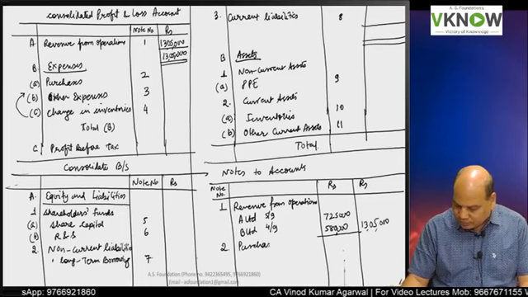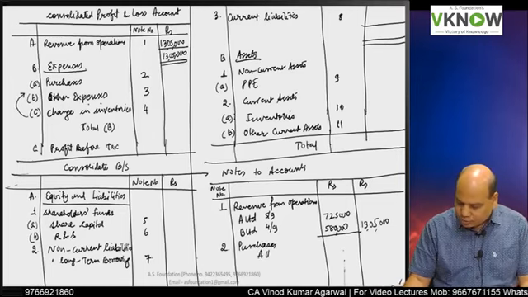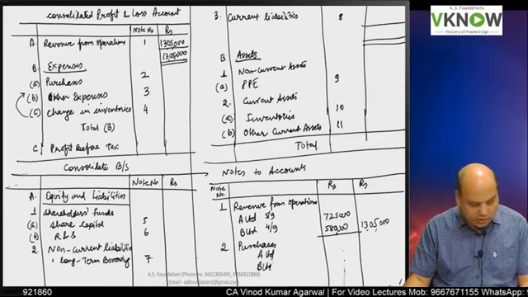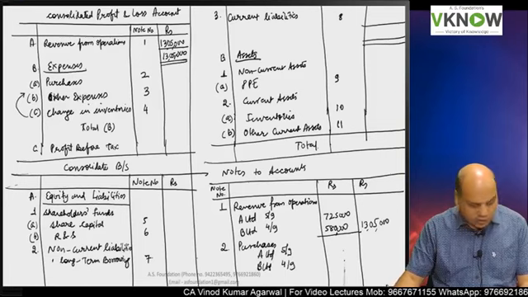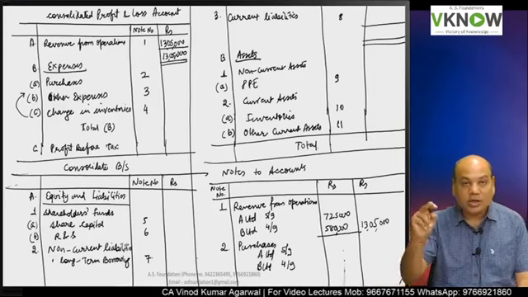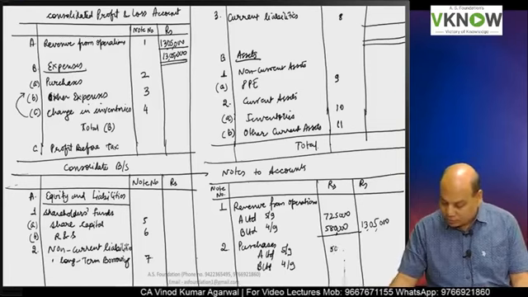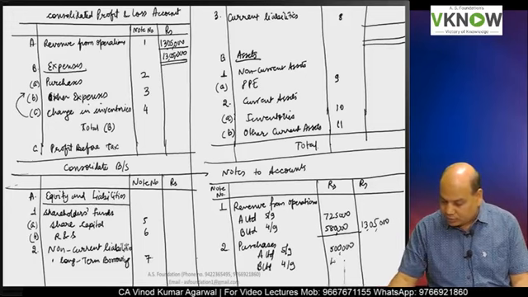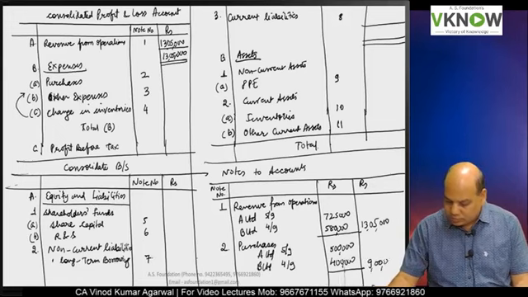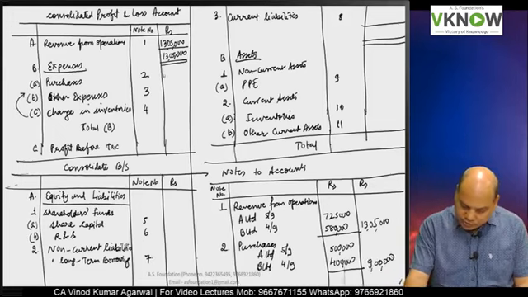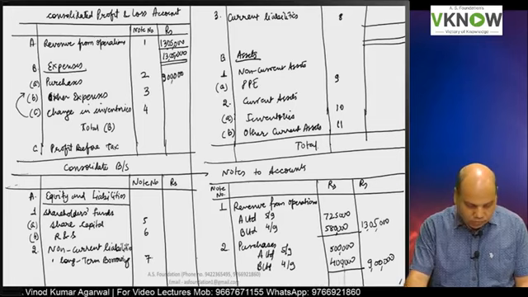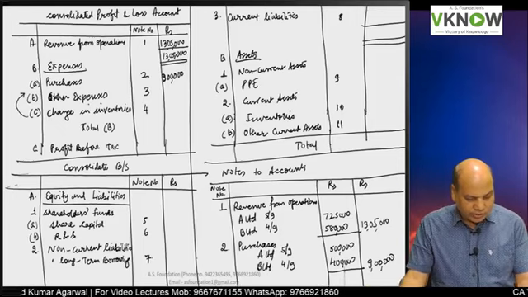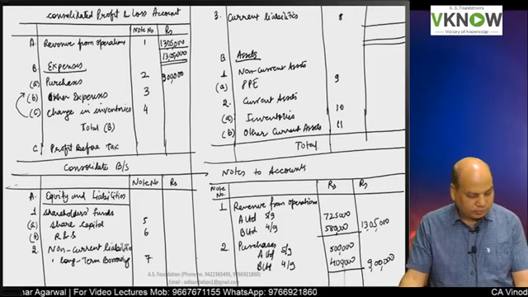Then we'll come to note number 2, purchases. Under that 2 points A, B, every time do the same exercise. 5 by 9, 4 by 9. Purchases is 9 lakh. 9 lakh into 5 by 9. Very easy. 5 lakh, 4 lakh, total 9 lakh. So purchases, write down 9 lakh.